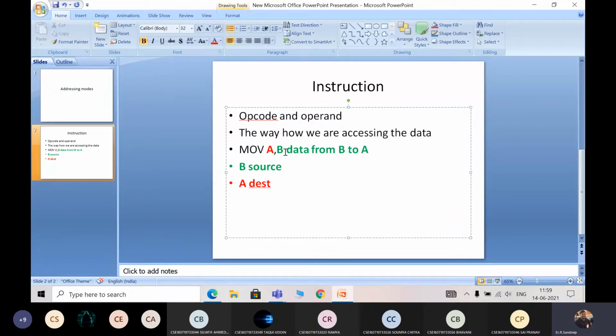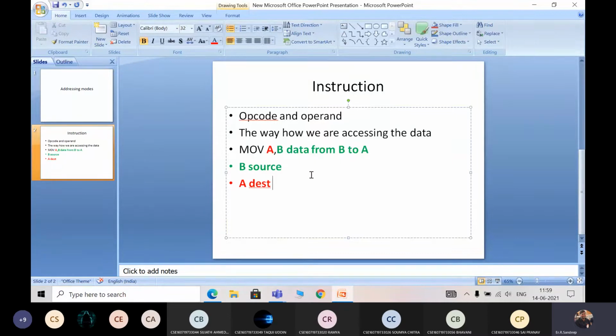In this example, we are going to move the data between two registers, A and B. Always B will be acting as a source and A will be acting as a destination. It is very important to understand the concept. Move A comma B: B will be the source and A will be the destination.